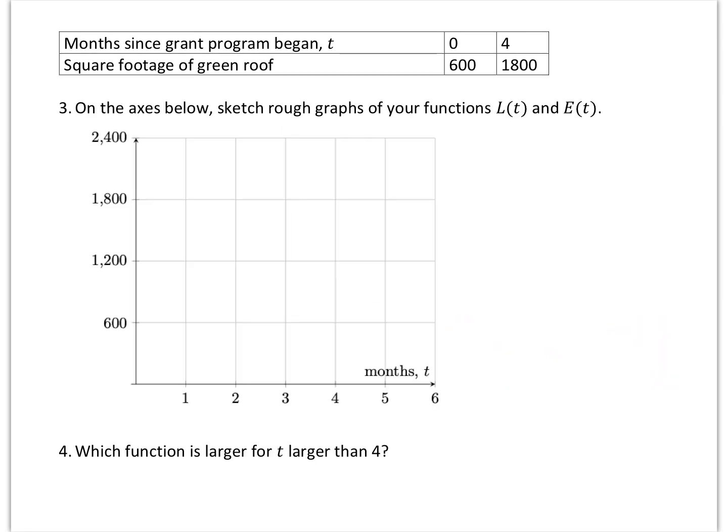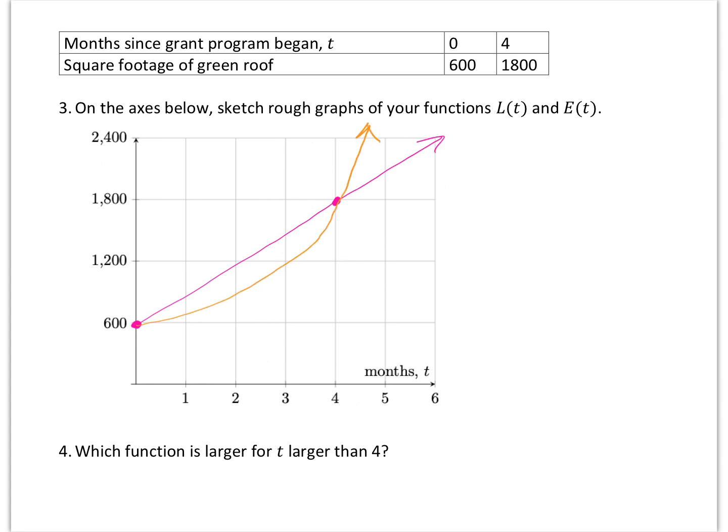All right, on the axes below, sketch a rough graph of the functions L of t and E of t. They both go through the point (0, 600) and the point (4, 1800). And the linear function connects them with a straight line. Try that again, like that. But the exponential function is going to be concave up, so it's going to look more like this.